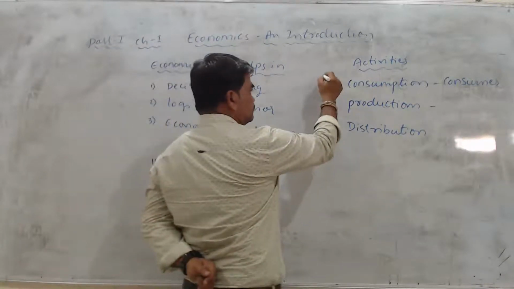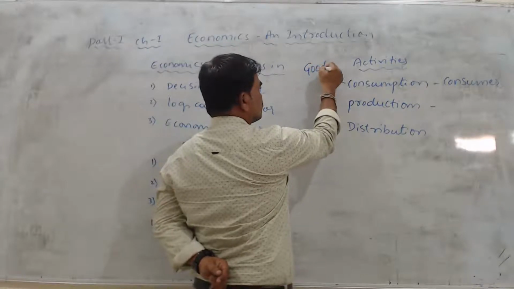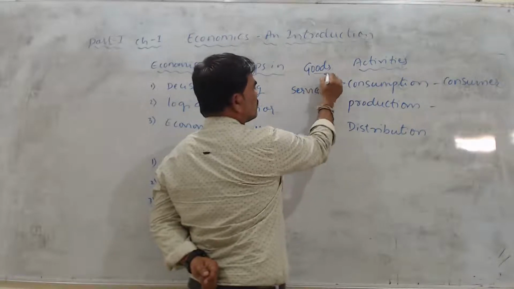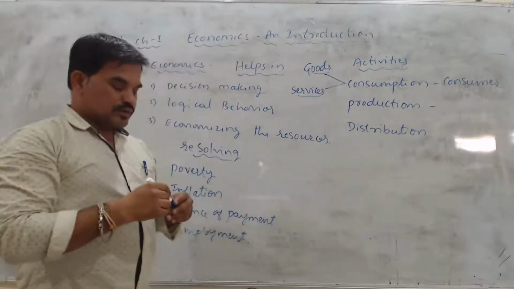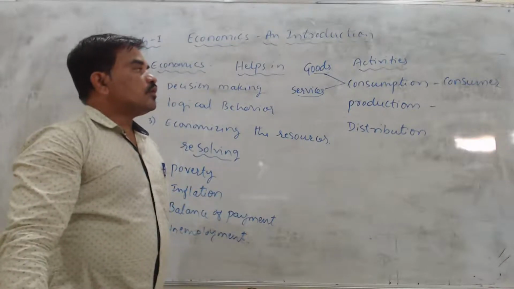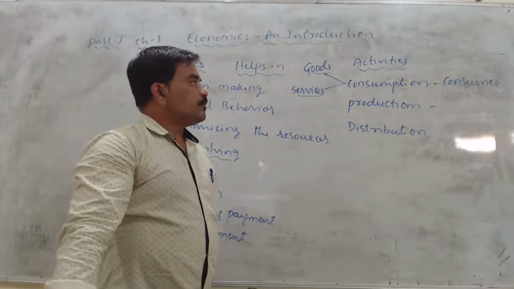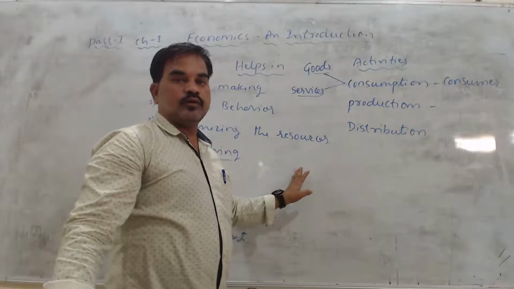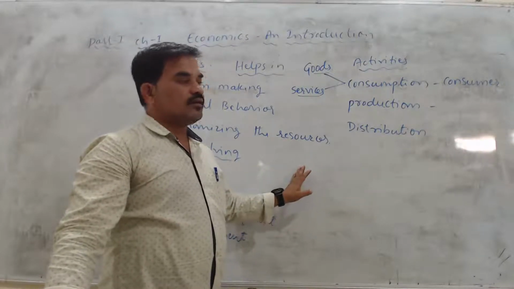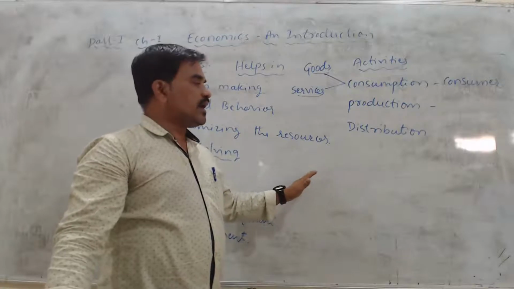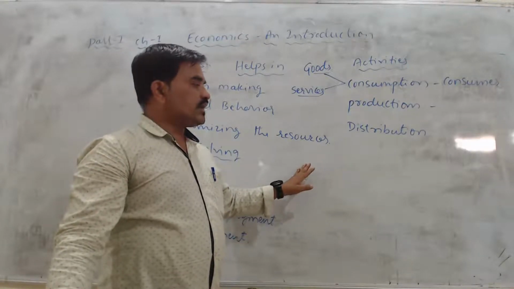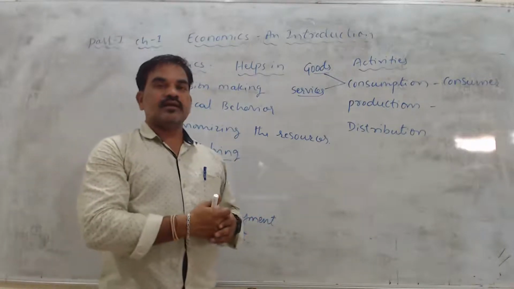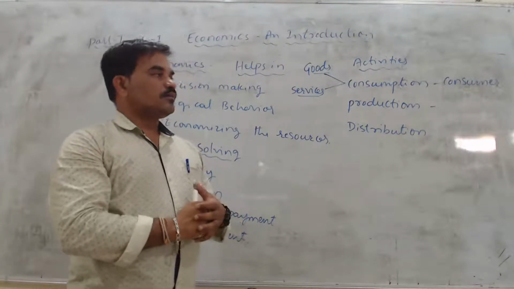And we also consume services. What kind of services? Suppose from one place to another place we want to move. For that, the transportation service provided by any transport agent, or if we are going from one place to another place, we will take an auto ride, a rickshaw ride, or a bus service.